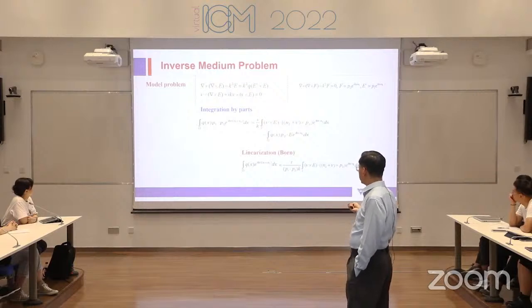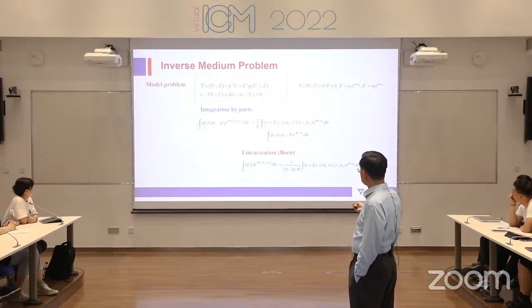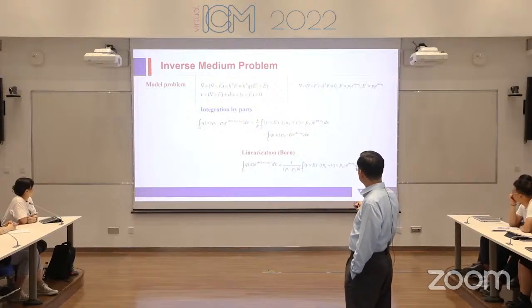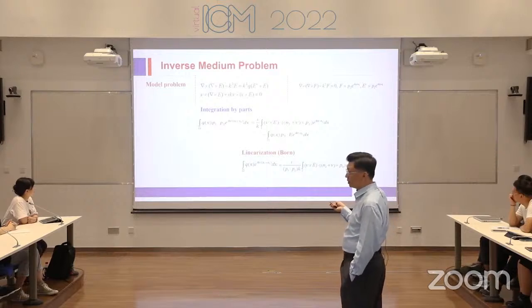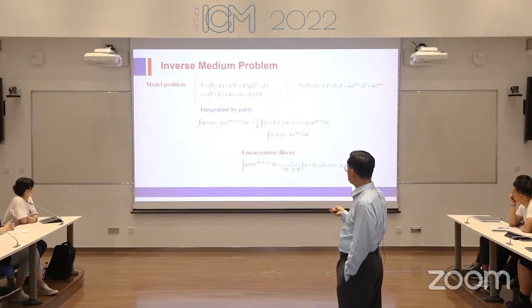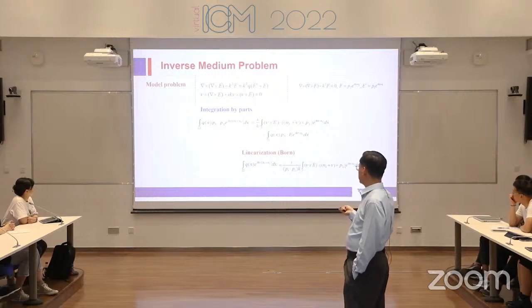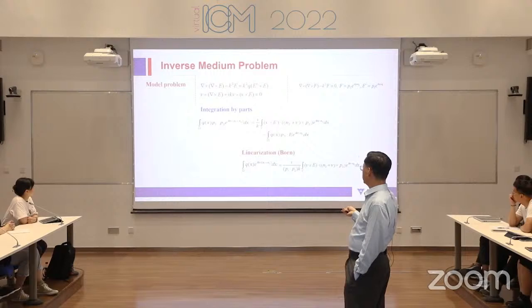Then I also introduce a test function. The test function satisfies the homogeneous Maxwell equation. The incident field is a plane wave. Now I multiply both sides of the equation by my test function and integrate over the domain. With simple integration by parts, this is the identity I get.